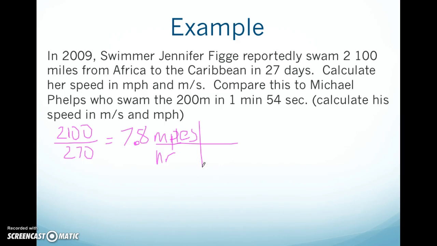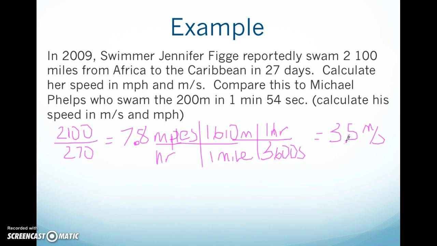Okay, I'm going to convert that to meters per second here. So I've got 1 mile is 1610 meters, and 1 hour is 3,600 seconds. So if I take my 7.8 and multiply it by 1610 and divide it by 3,600, I get 3.5 meters per second.